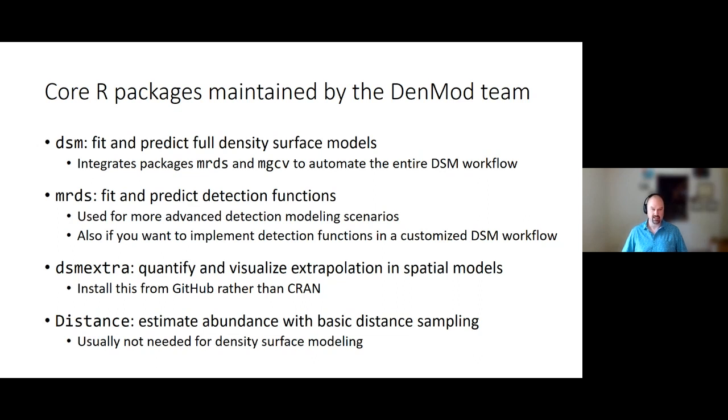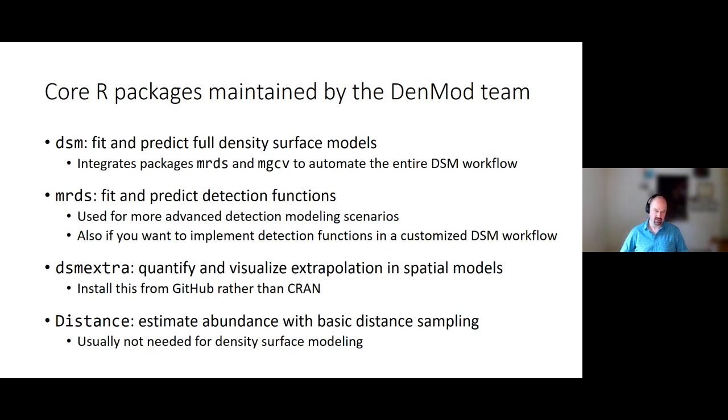So this is the main package that's used to fit and predict full density surface models. The main thing that this does for you is it integrates the packages mrds to fit detection functions and mgcv to fit GAMs to automate the entire DSM workflow. Dave Miller is the primary developer of this package, and over the years, we've submitted many different requests to him to automate and create different things that we needed in our own workflow.